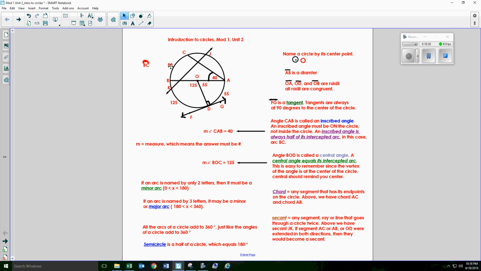Plus that 80 is 360. So if I went BC this way, that'd be 280 degrees. That is not between 0 and 180. So I have to go the short route right here, 80 degrees. So if it's only got 2 letters, it's got to be a minor arc. Okay, now this is a minor arc right here, from C to A.